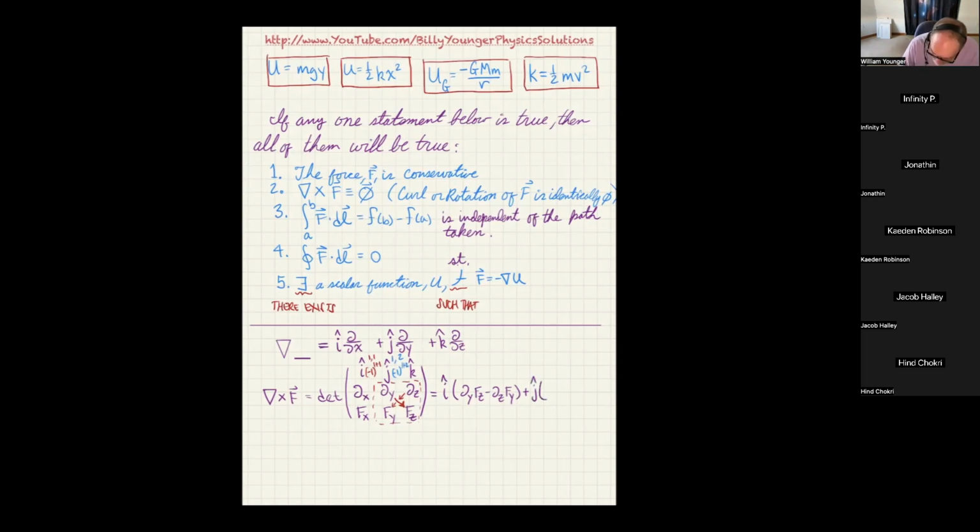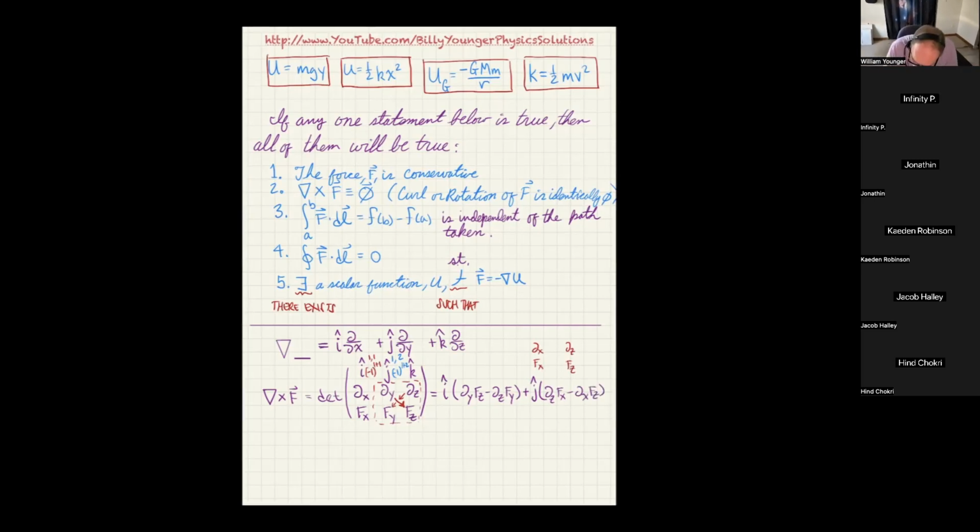And now that I've used j hat, that means the only part of the matrix I have left would be the partial x, the f x, and the partial z and the f z. In other words, I have to leave that middle column alone, and I have to leave that top row alone. But since the j is supposed to be negative, I'm going to do it in the opposite order. So I'm going to take the partial with respect to z of f sub x minus the partial with respect to x of f sub z.